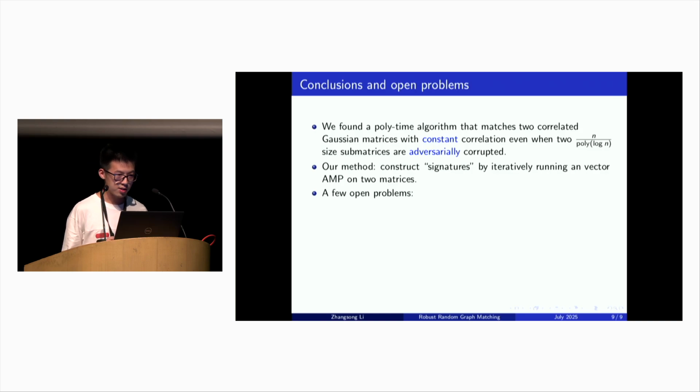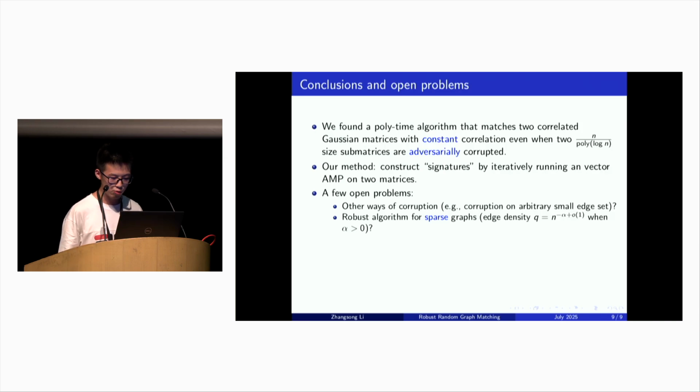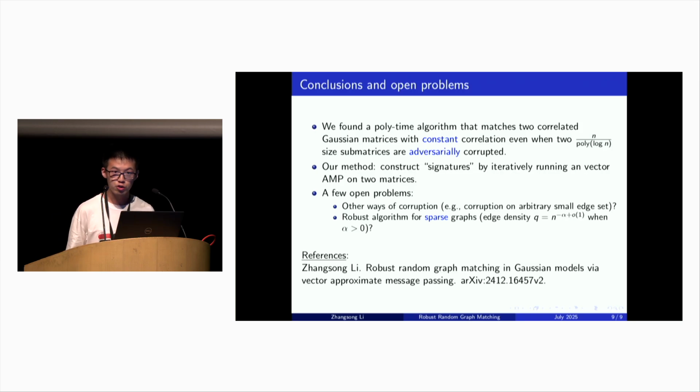And of course, there are some interesting problems that are still open. Firstly, what will happen if we consider some more general ways of corruption, like just arbitrarily choosing a small fraction of edges and revising them? And secondly, can we extend our result to sparser graphs? I think that's still open. Okay, so that's a reference, and thanks very much for the attention.